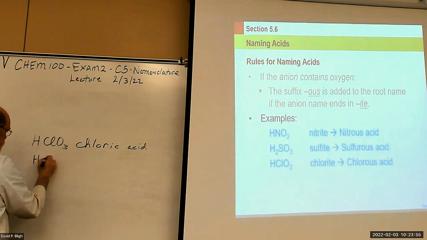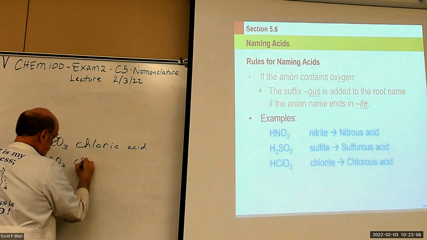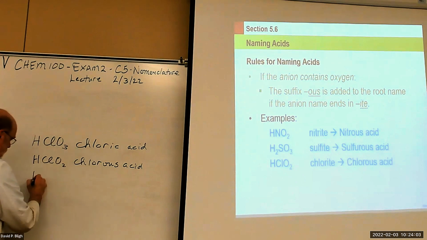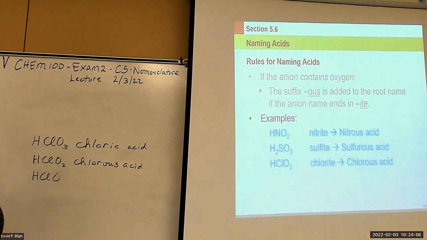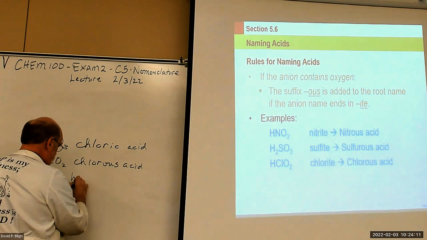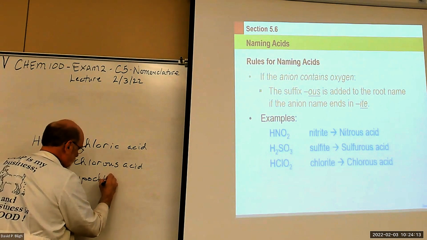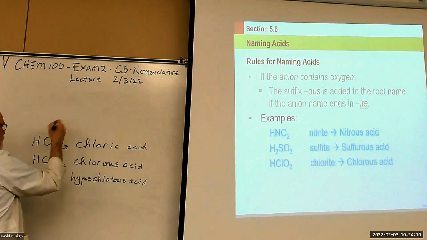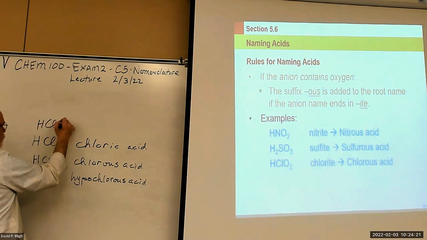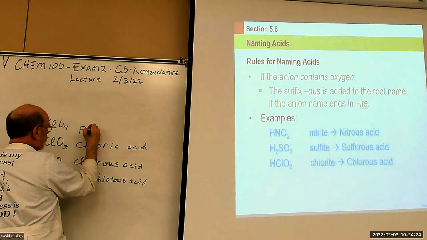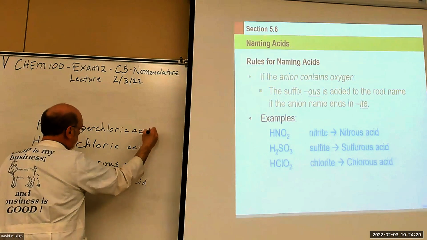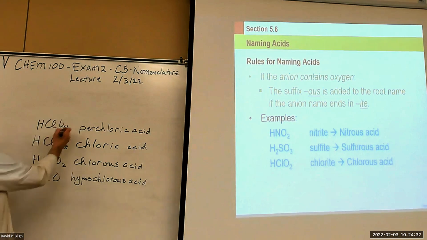And this one, HClO2, would be chlorous acid. How about this one? HClO. Right? Hypochlorite would be hypochlorous acid. And then if we go the other direction, HClO4, this is perchloric acid. Okay.